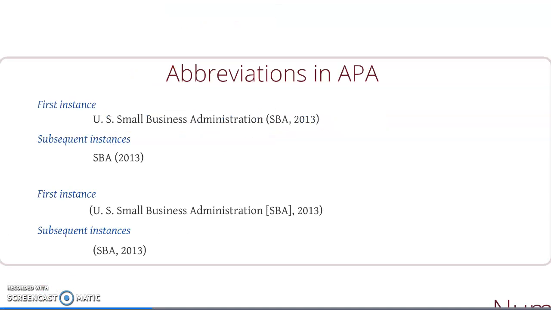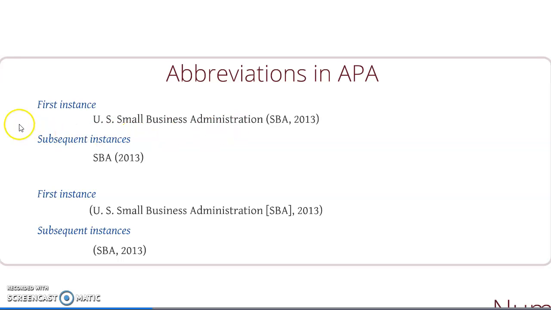One thing in APA that you can use is, if you don't have an individual for an author, a lot of times you can use an organization for an author. So for example, we are utilizing something authored by the U.S. Small Business Administration. One of the things that APA recommends, if you have something with a common abbreviation, is that you can include the abbreviation, signal it to your reader, and then throughout the remainder of the paper you can simply use that abbreviation to identify your corporate author.